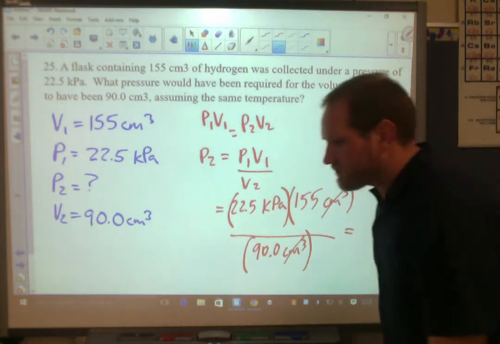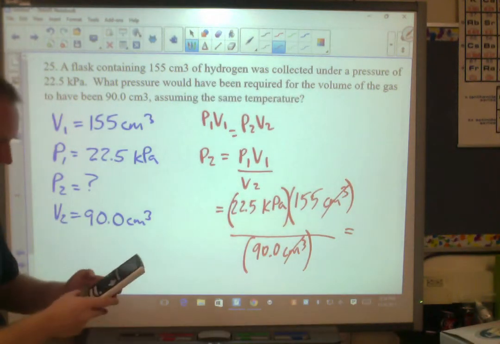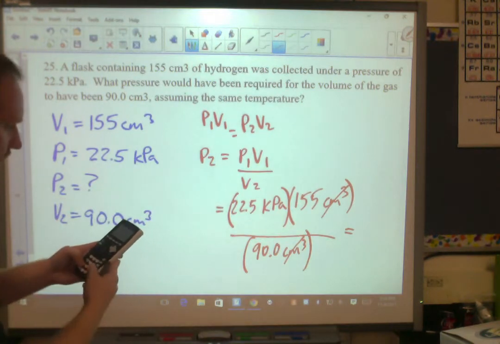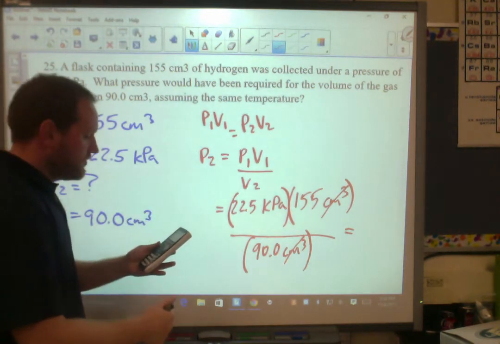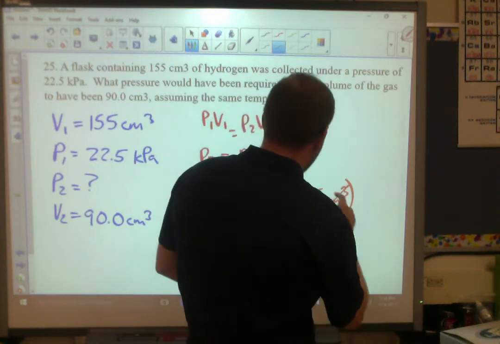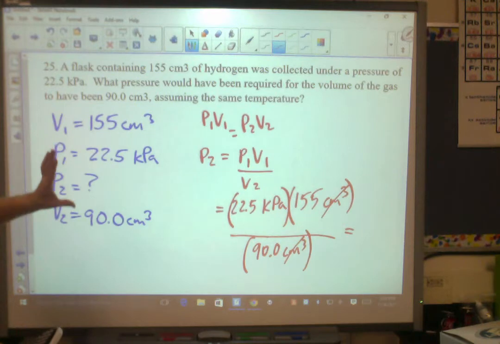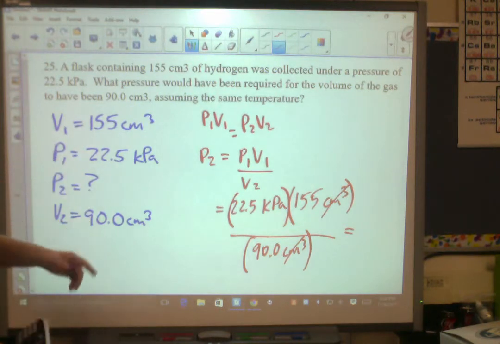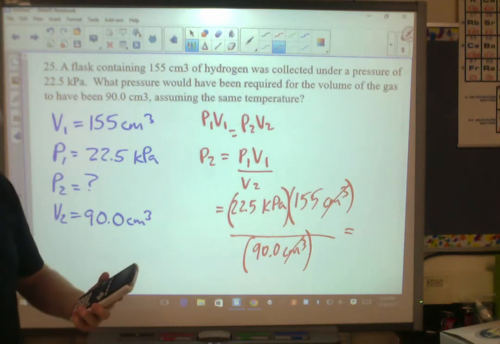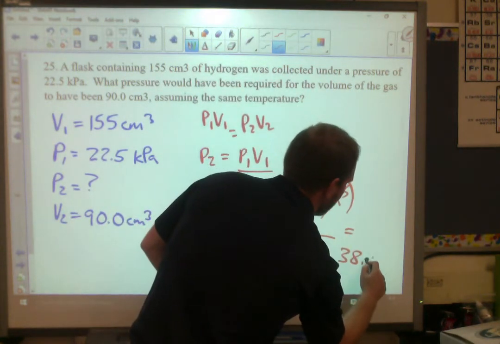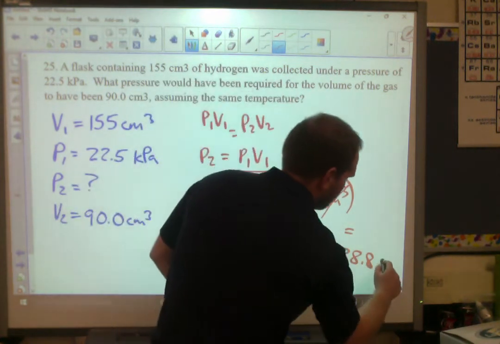Let's solve. So 22.5 times 155, divided by 90, equals 38.75. Now for sig figs, I'm going to look at what I plugged in here. 3 sig figs, 3 sig figs, 3 sig figs, 38.8. I'll write it. 38.8, and my unit is kilopascals.